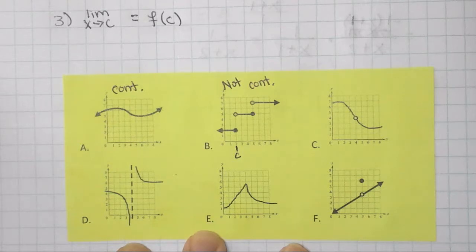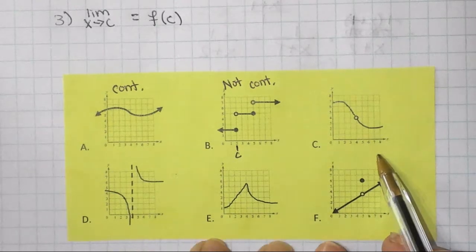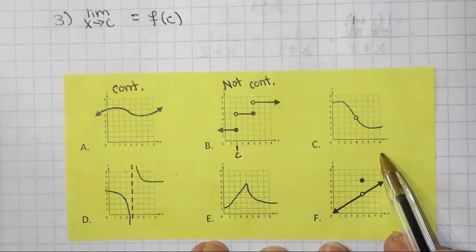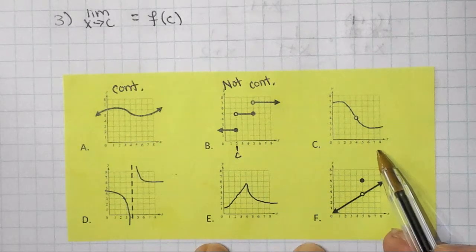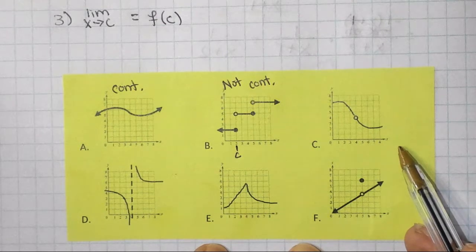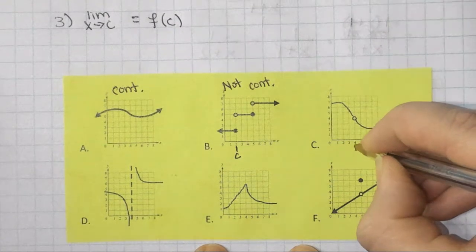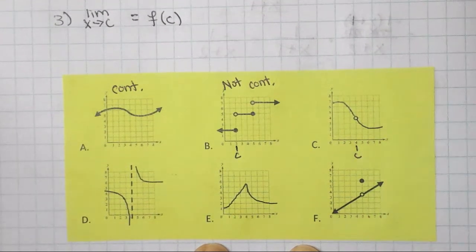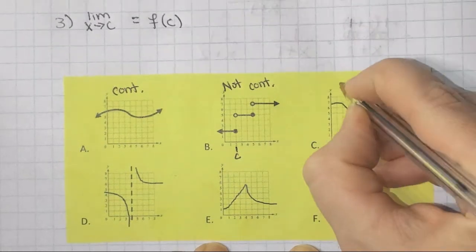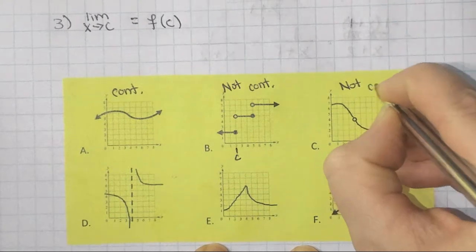Okay? Letter C. What do you guys think? Continuous or not continuous? Not continuous. Raise your hand if you can tell where you want C to be so that you can prove that it's not continuous. At 4. Okay? What rule does it break? The third one. It does not have a value defined at C. So again, this is not continuous.